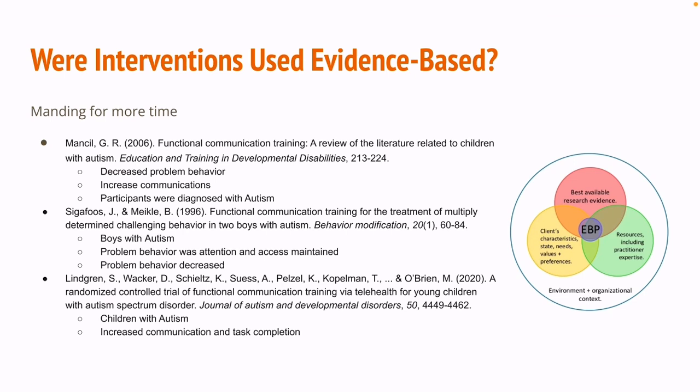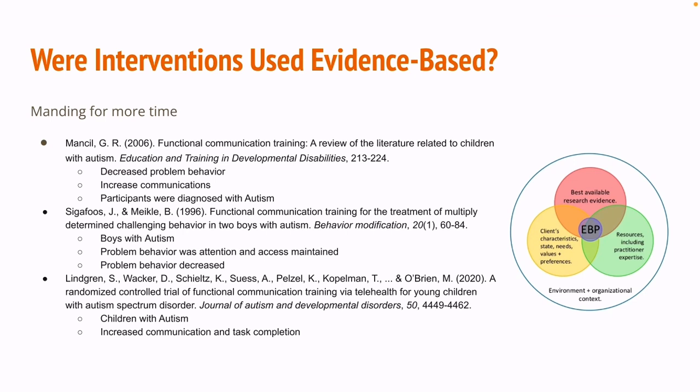So the fact that this showed positive results for decreasing problem behavior as well as increasing communication, and it was working with participants who had autism, then that can give me a little bit more confidence that it could be effective in those areas. The second one found that for boys with autism, it was effective, as well as targeting problem behavior that was functionally maintained by attention and access, and it decreased problem behavior.